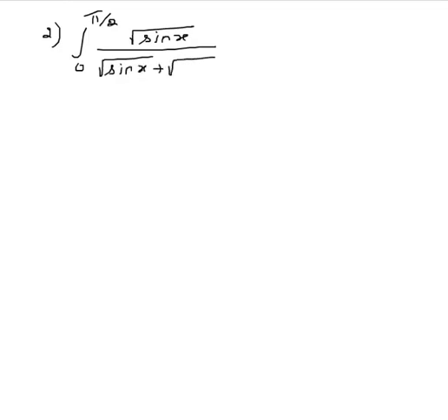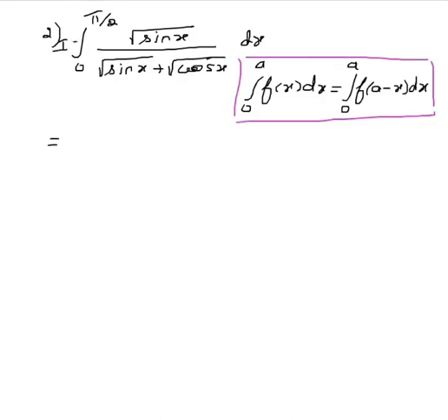Question 2. Integral 0 to pi by 2 root of sin x divided by root of sin x plus root of cos x dx. Let us use the same property. Integral 0 to a f of x dx is equal to integral 0 to a f of a minus x dx. Let us take the given integral as I. Integral 0 to pi by 2. A here is pi by 2.